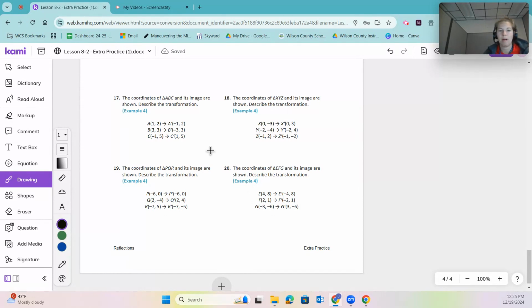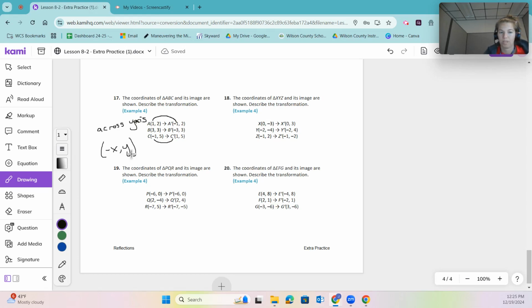And then the last type of problem we're going to look at here, it says the coordinates A, B, C and its image are shown. Describe the transformation. So the pre-image starts here, and we notice here that we take the opposite of the x value. Well, when the x value changes, we take the opposite of x value. That means this is across the y-axis. Okay, so that's a reflection across the y-axis when we take the opposite of the x.